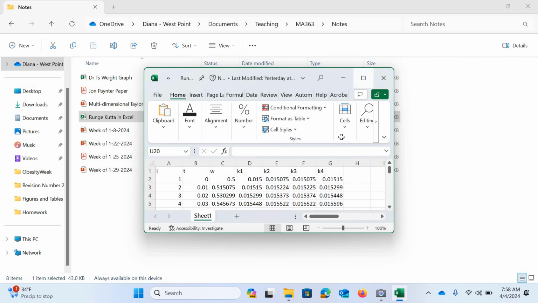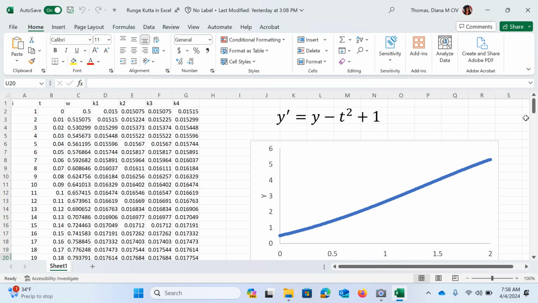goes into the pieces. So the differential equation I'm numerically integrating is this, y prime equals y minus t squared plus 1, which, by the way, you can solve by hand. We should do that in class. Solve it by hand and then graph the actual solution next to this. That's one of the things I wanted you to do in class. So we'll do that too.